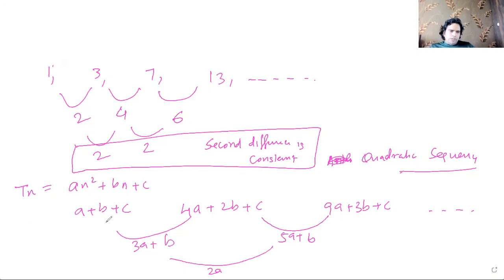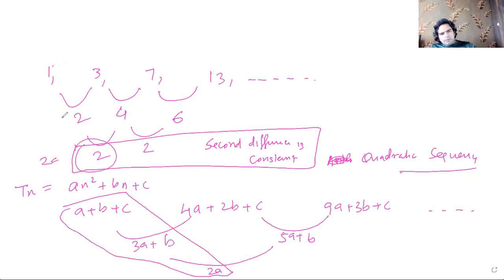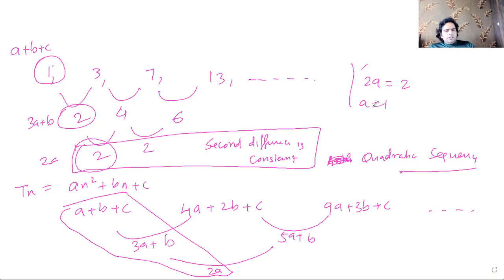So what we do is make use of the first number in each of the rows. This number is 2a. This number is 3a plus b. This is a plus b plus c. You need to remember this in order to do this question quickly. From here, 2a is 2, so a is 1. Then 3a plus b equals 2. We already got a as 1, so b equals 2 minus 3, which is negative 1.